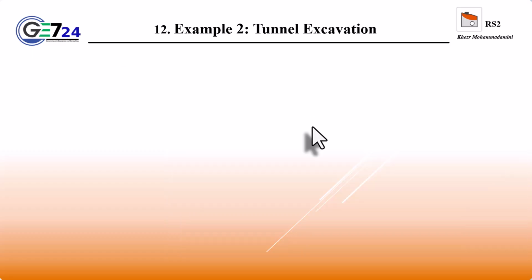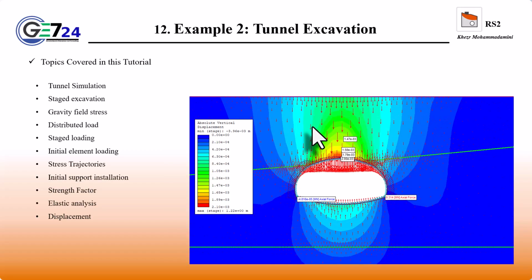In chapter 12, we have tunnel excavation. That's we have tunnel simulations, stage excavations, gravity field stress, distributed load around the underground tunnel excavation, and stage loading, initial elements loading, stage stress trajectories, initial support installation, final support system installations, strain factor in the tunnel excavation problems, and elastic analysis, displacement, all of the results, and support system capacity, support diagram, also related to the initial support and final support system in the underground tunnel excavation.